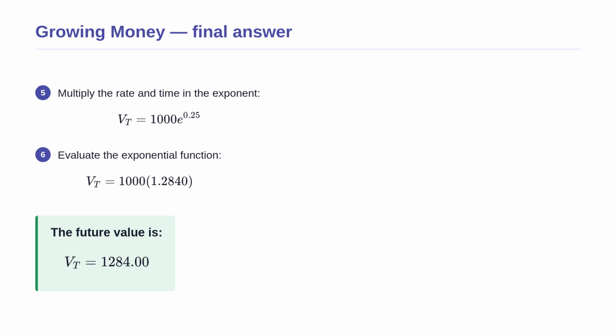Continuing with our calculation, we multiply the rate and time to get a total exponent of 0.25. This multiplication represents the total accumulated rate over the entire period. Next, we evaluate e raised to the power of 0.25 using a calculator, which gives us a growth factor of approximately 1.2840. Finally, we multiply this factor by our initial $1,000. The final answer is $1,284. This means your money earned $284 in pure interest over the 5 years.